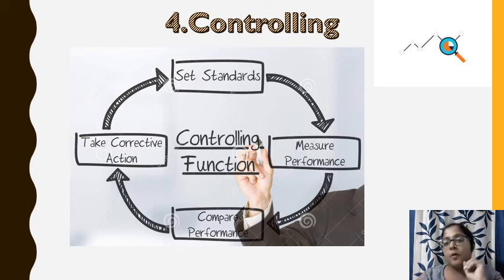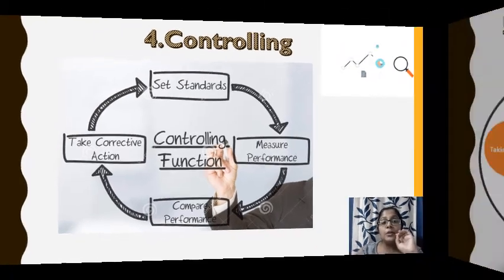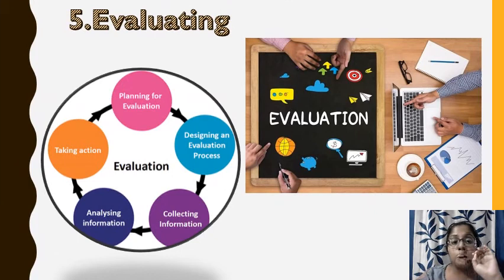The last step of management process, which is equally essential, is evaluation or evaluating. Whenever we need to know what is the condition, we must evaluate which step we are in, what are the problems in that particular step, and how we can overcome those problems. For evaluation, we need again to plan for it, we need to design the evaluation process, we have to collect information, analyze it, and again take action. So this is the evaluation cycle.